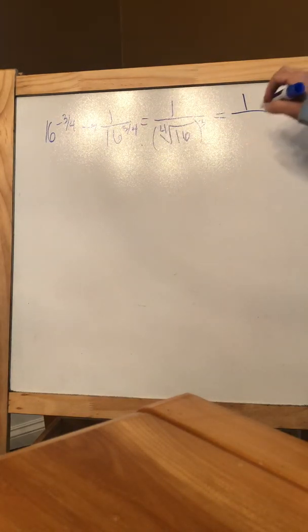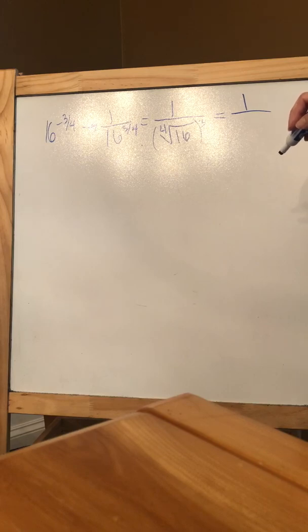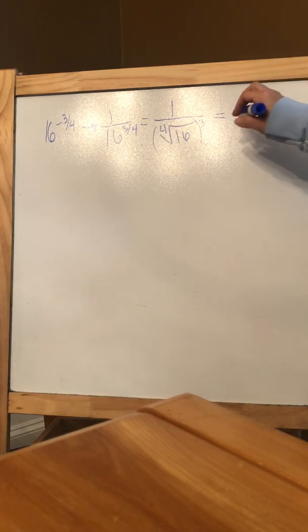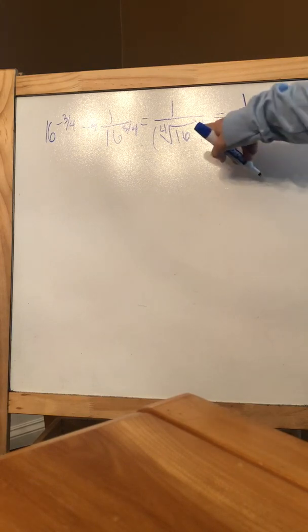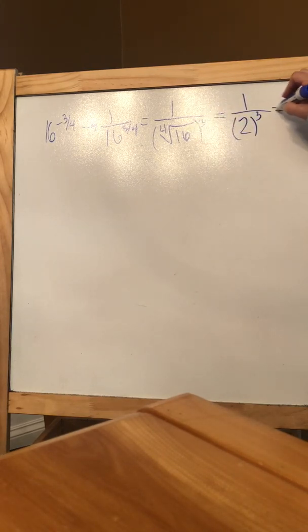Okay, so we have 1 over, what is the 4th root of 16? Well, 2 times 2 is 4, times 2 is 8, times 2 is 16. So that would be 2 to the 3rd. Haven't done anything with this 3rd yet. So we have 1 over, what is 2 to the 3rd? 8. So in that example, 16 to the negative 3/4 is 1 over 8.